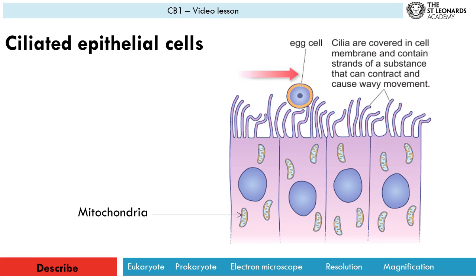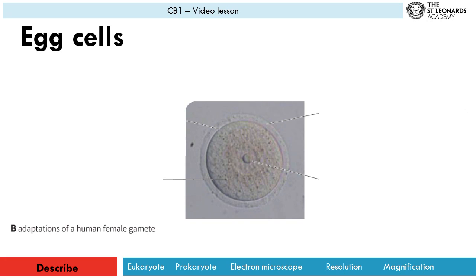The other place we see ciliated epithelial cells is in the lung. The same thing applies. They've got these finger-like projections that move backwards and forwards, and rather than moving an egg along, in the lung, they move mucus up and out. So it's a way for the lung to clean itself and keep moving mucus out of the lung so it doesn't get too congested. Finally, we're going to look at the egg cell.